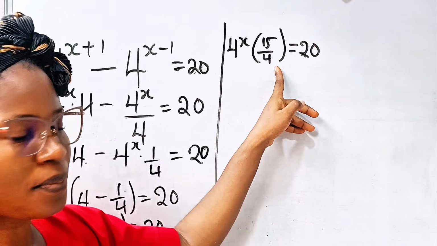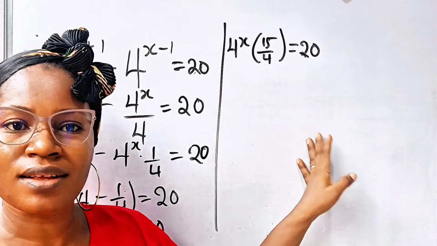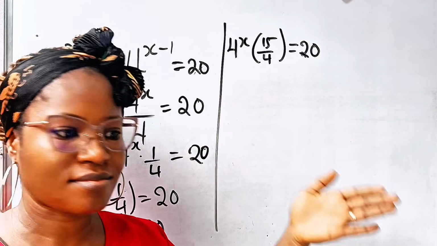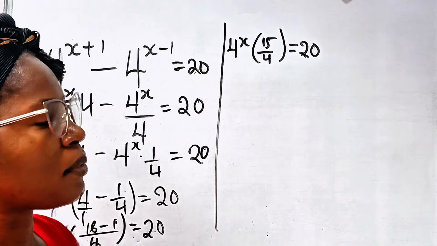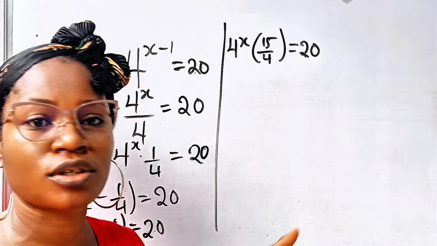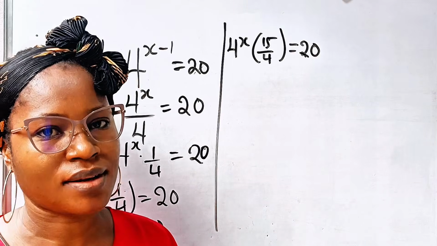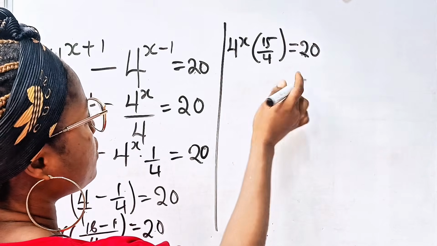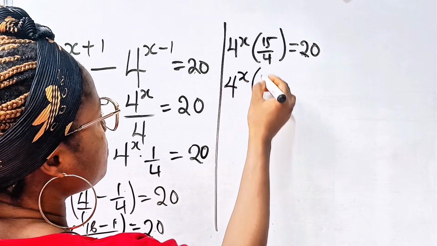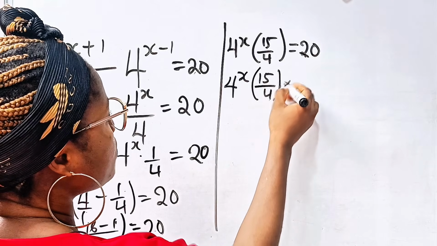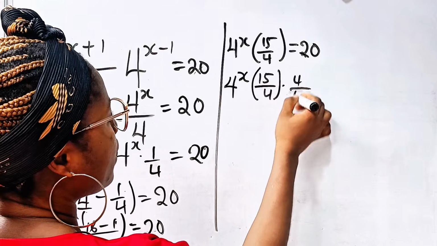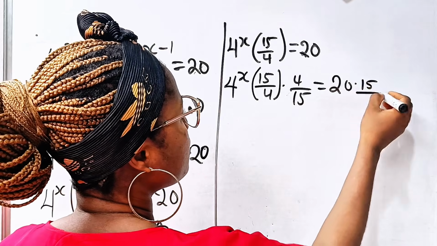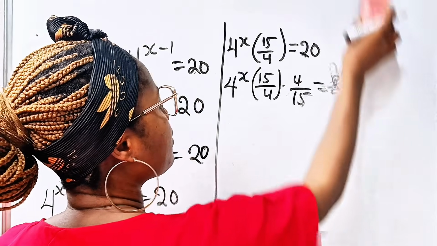Now note that at the end, I'm going to prove that the answer I got is very correct, and that is where the main joy is. The main challenge is, because we are going to apply so many laws of exponents and logarithm to get that done. So don't miss that part. All right, so looking at this, we are going to multiply both sides by 4 divided by 15. So we have 4 to the power of x bracket 15 over 4 multiplied by 4 divided by 15 is equal to 20 multiplied by 4 divided by 15.